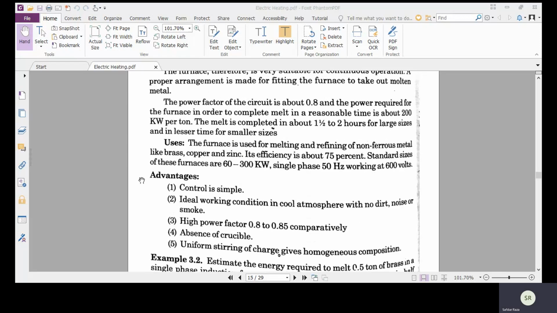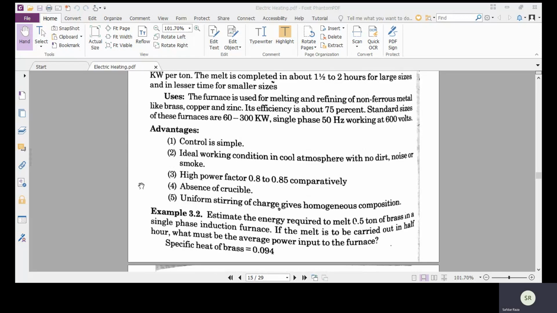Now, what are the advantages? Advantages include that its control is very simple, ideal working condition in cool temperature with no dirt, noise, or smoke, and high power factor, 0.8 to 0.85 comparatively. Fourth one is the absence of crucible, and the fifth one is the uniform stirring of charge gives homogeneous composition.